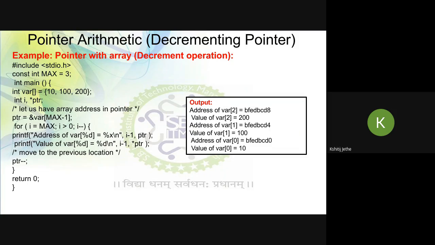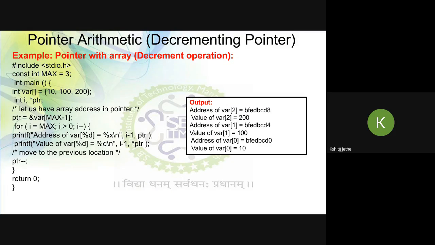Now as you can see here, we have to perform the decrement operation. So the ptr is initialized at the address of the last element of the array. How can we get the address of the last element? We can simply write &var[MAX-1]. MAX is 3, so MAX-1 is 2, and we are writing the address of var[2]. It means the last element of the array. So we are storing the address of the last element of the array into the ptr.